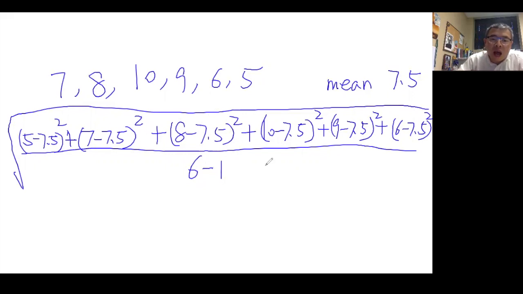And this is our definition of standard deviation. It tells you, on average, how different a data point is from the mean of your data set. I hope this makes sense to you.